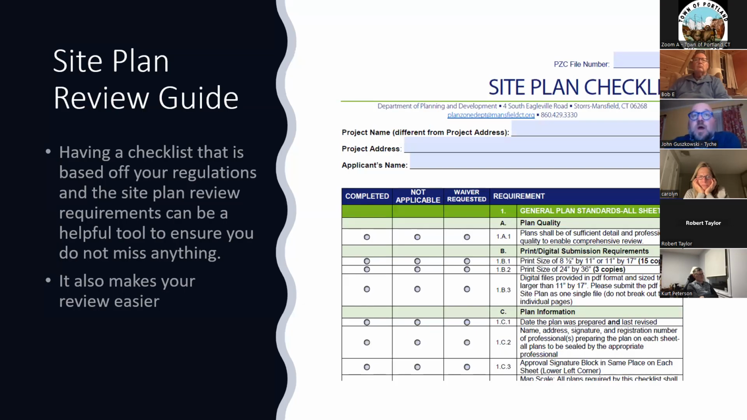Some towns do a physical checklist, either an online version or in association with a site plan. Say, here's your application form, here's a checklist to make sure that everything is being proposed. This example comes from the town of Mansfield, where they show the print size, the number of copies, the signature block, all of the names and addresses of all those things.